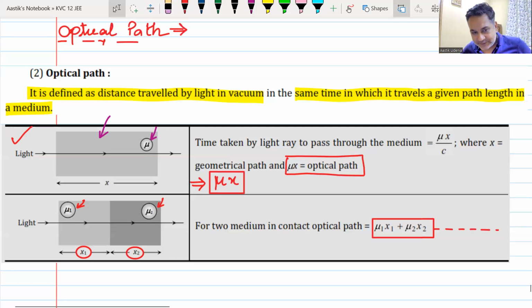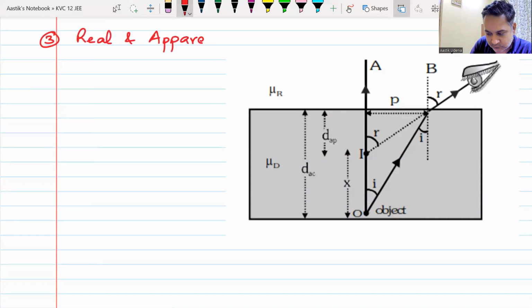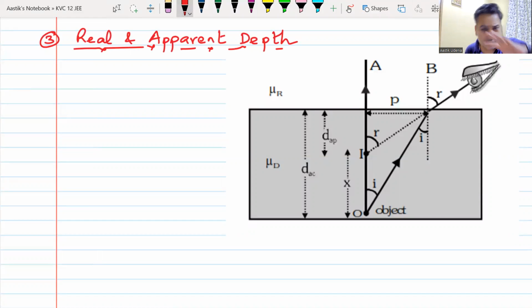Okay, so the next heading that we are going to write is something that you probably have heard about. Case number 3, application number 3, real and apparent depth. Have you heard about this? What do you mean by real depth? What do you mean by apparent depth? Now, basically, it is similar to what we have done, normal shift, and I will show you how this is same as normal shift. It is exactly same actually.